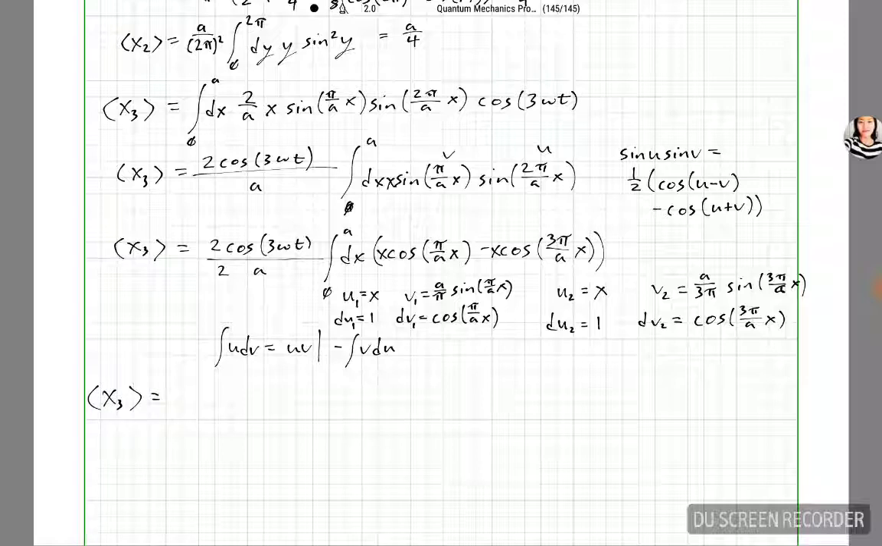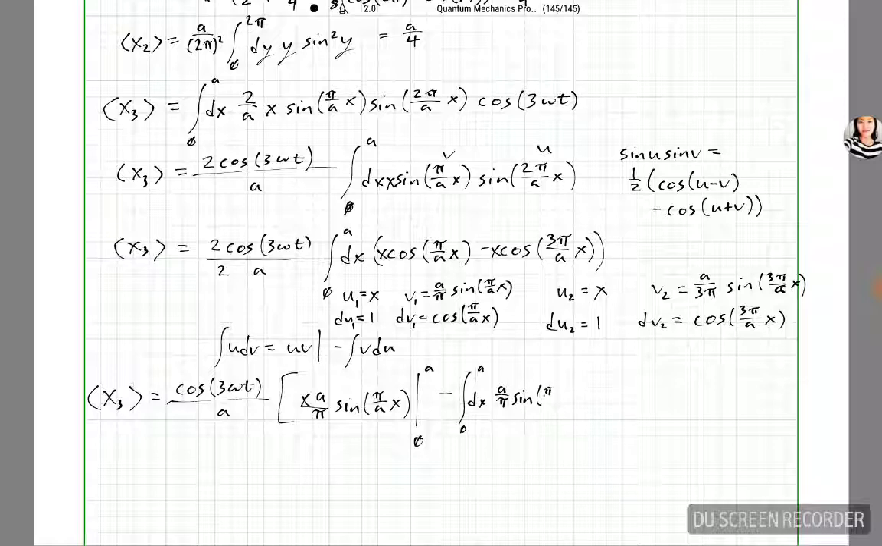Alright, so we have cosine 3 omega t over a. That's just going to be multiplied by, let's do our first one, u times v. So u is x, v is this guy, and that's evaluated from 0 to a, minus our integral from 0 to a dx of v du, this guy. And you'll see it's pretty repetitive for the next part.